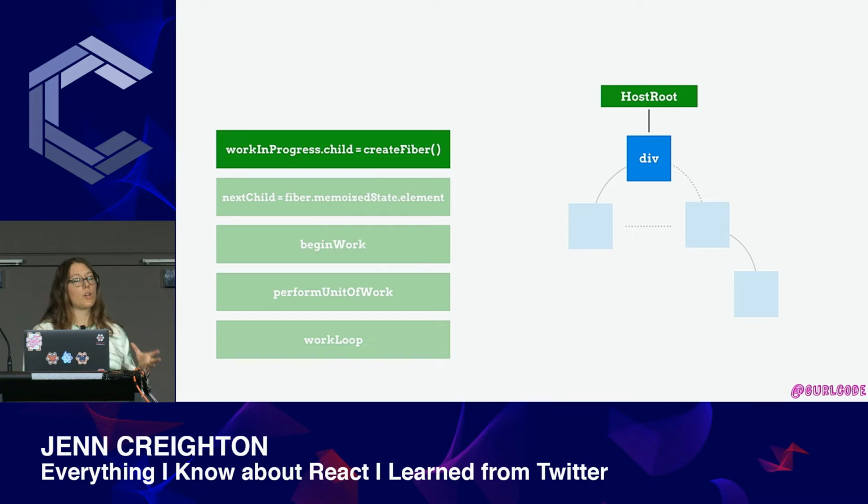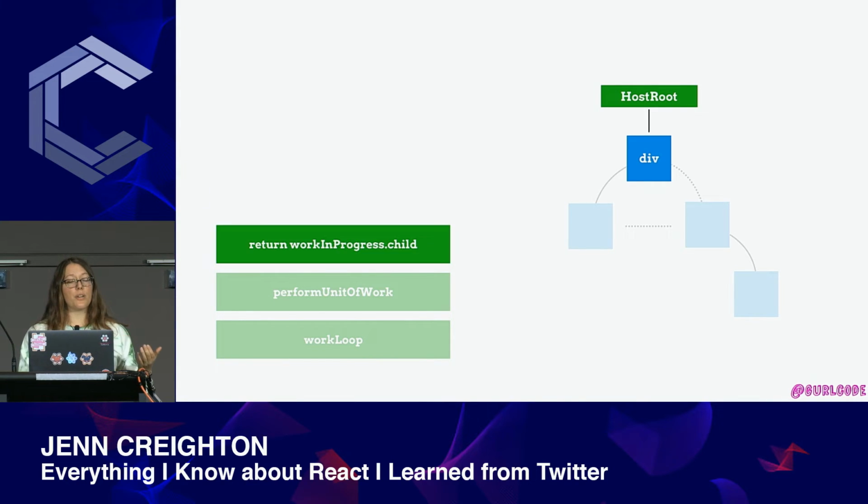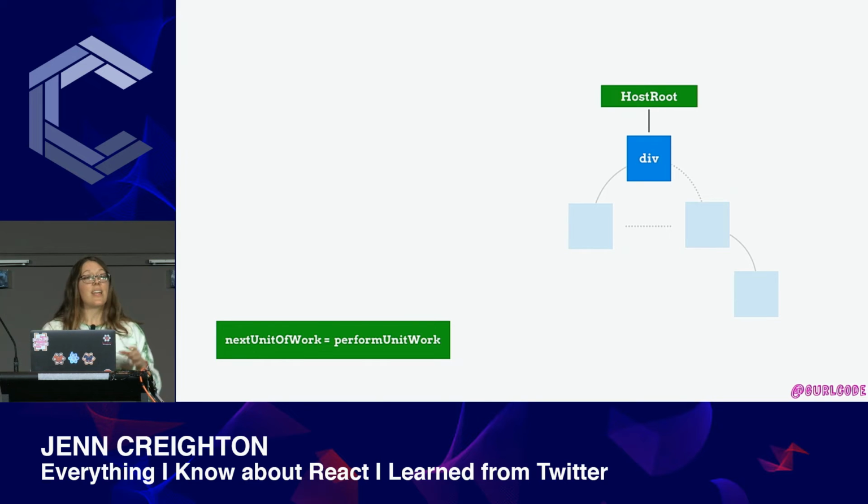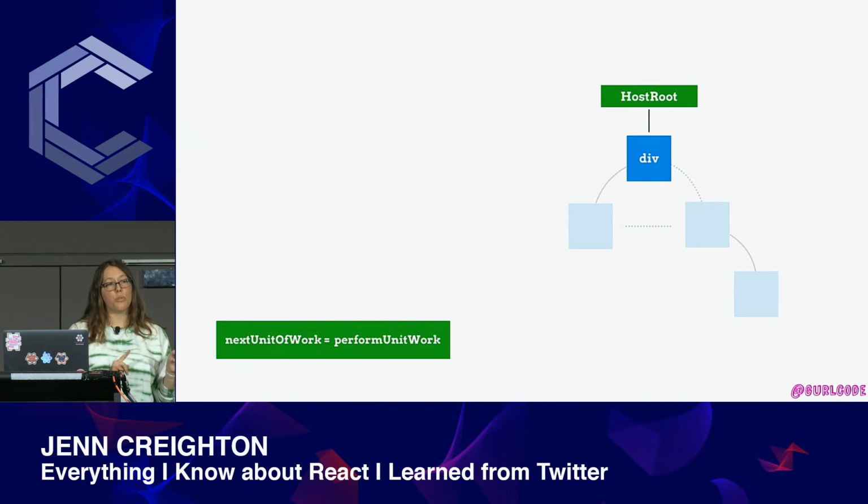Now, currently, because host root doesn't have a child, its child is null, reconcile child fibers is going to see that the child fiber is null, but that a next child has been provided. And so it's going to create the work in progress's child from that element. So now the host root is actually going to get its own child fiber, which is the div element. And then we're going to return that child down the stack. And then that child is actually what gets assigned as the next unit of work. So remember, we created a child fiber, we returned it down the stack, and now we assign it as the next unit of work, which always is a fiber node.